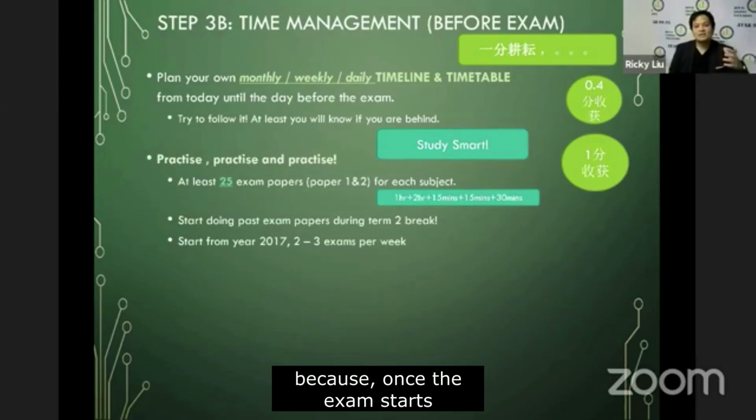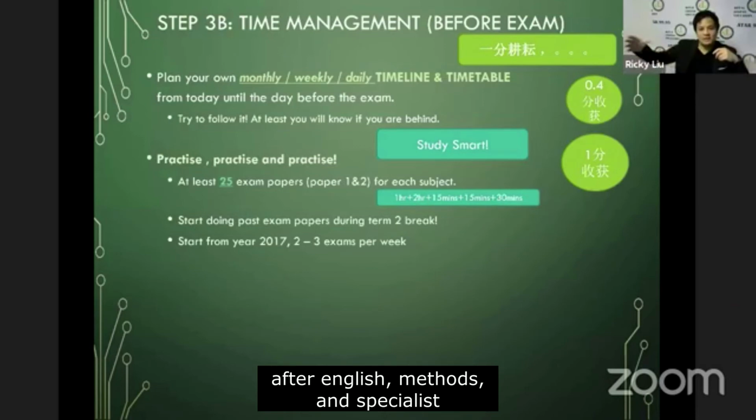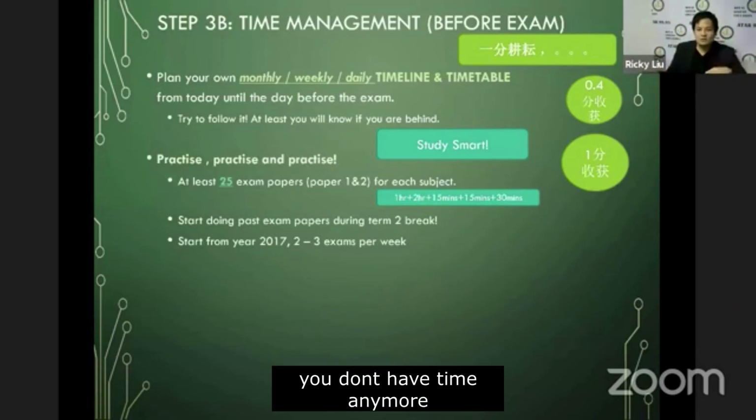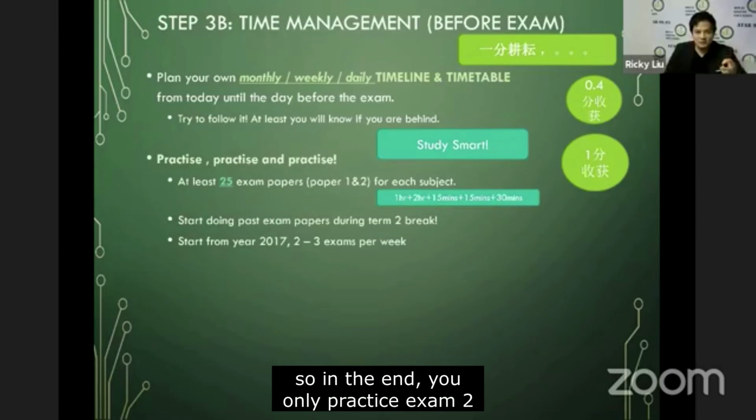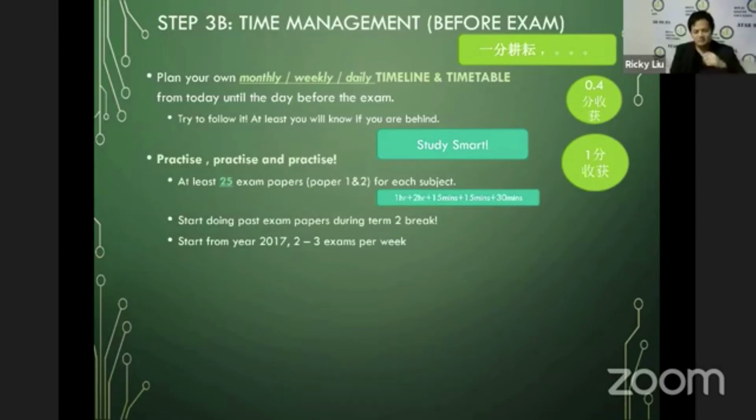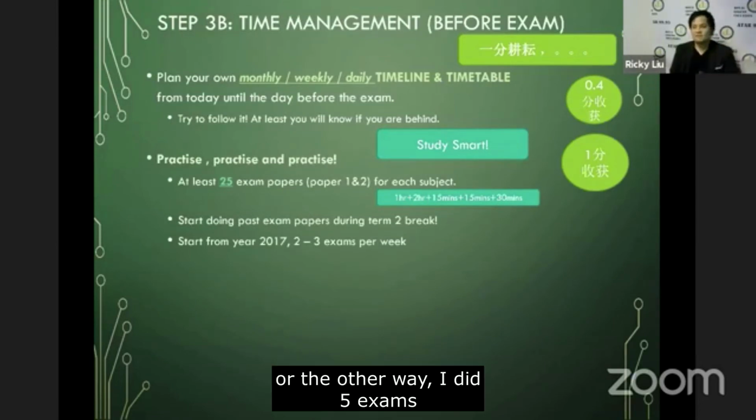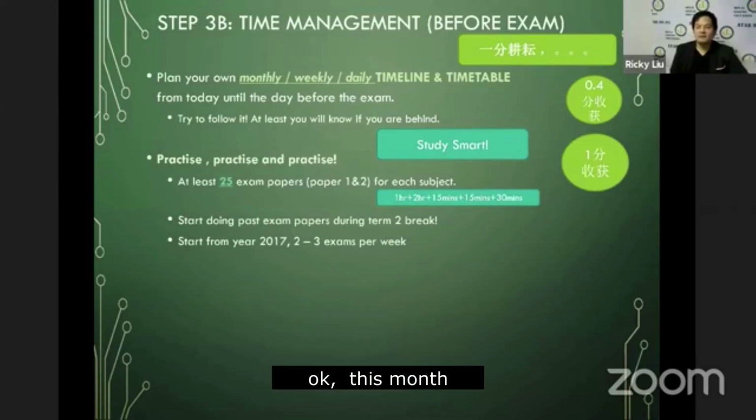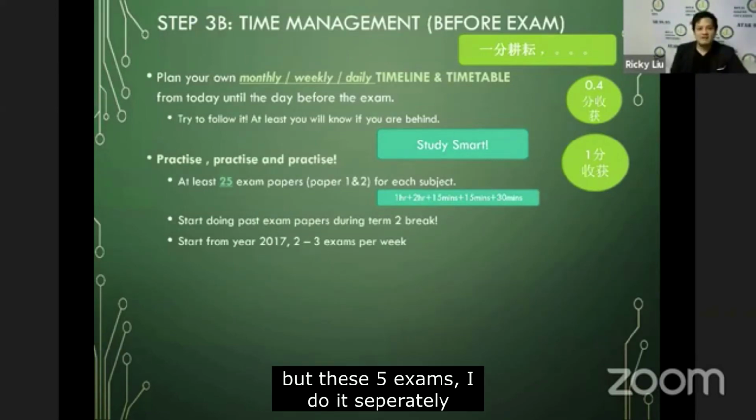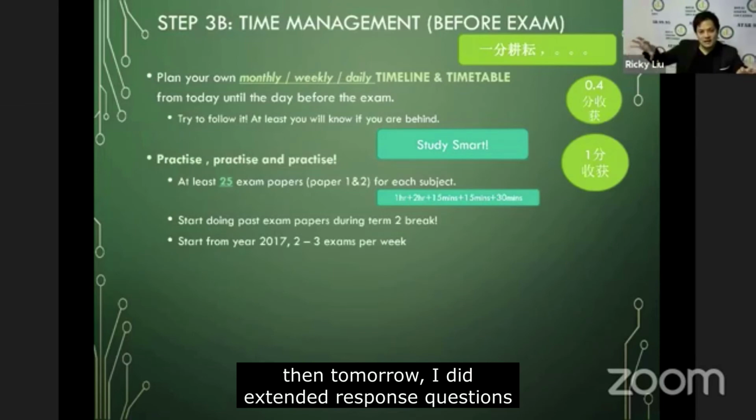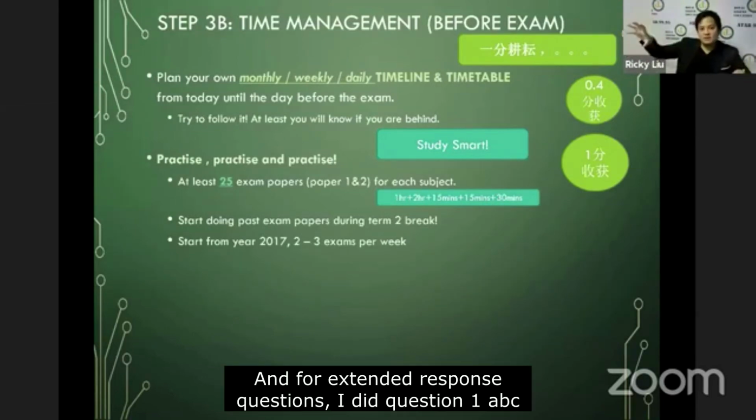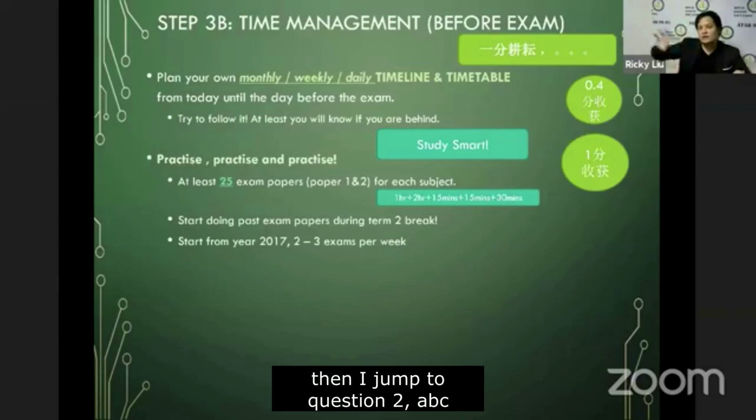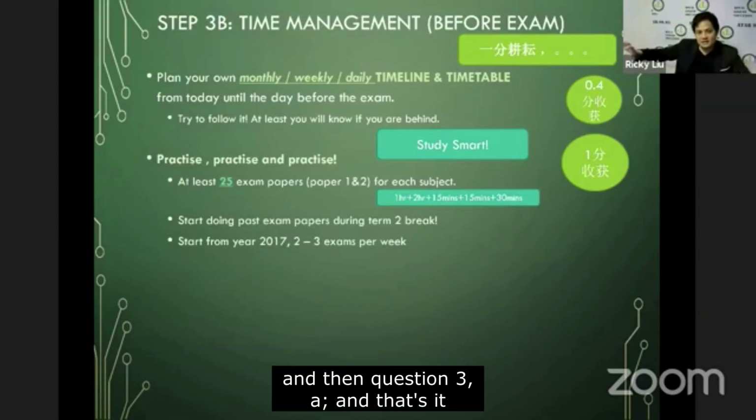Because once the exam starts, the exam period I'm talking about, after English, it's Chemistry, Test, and SPECS, you don't have time anymore. So in the end, you only practice 2, exam 2, which is why you do badly in exam 2. Or the other way, I did 5 exams this month. But these 5 exams, I do separately. For example, today I do multiple choice. Then tomorrow, I do extended response questions. And in extended response, I do question 1, ABC. Then I jump to question 2, ABC. Then question 3, A.